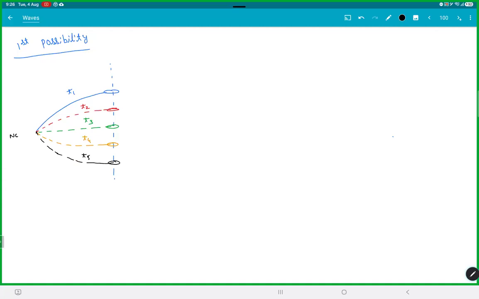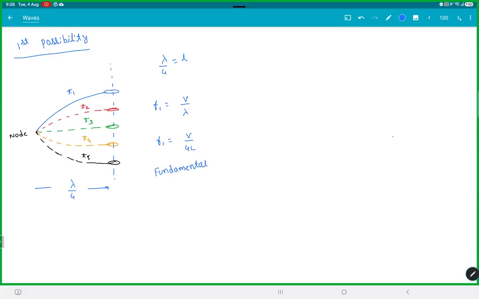This point is a node. So left side is fixed, but the right side is going up and down. And we know the length of one loop, half loop, is lambda by 4. Node and an antinode. So we get lambda by 4 is equal to L. And then we know frequency is equal to V by lambda. So we get the first frequency is V by 4L. This is the fundamental frequency or your first harmonic.